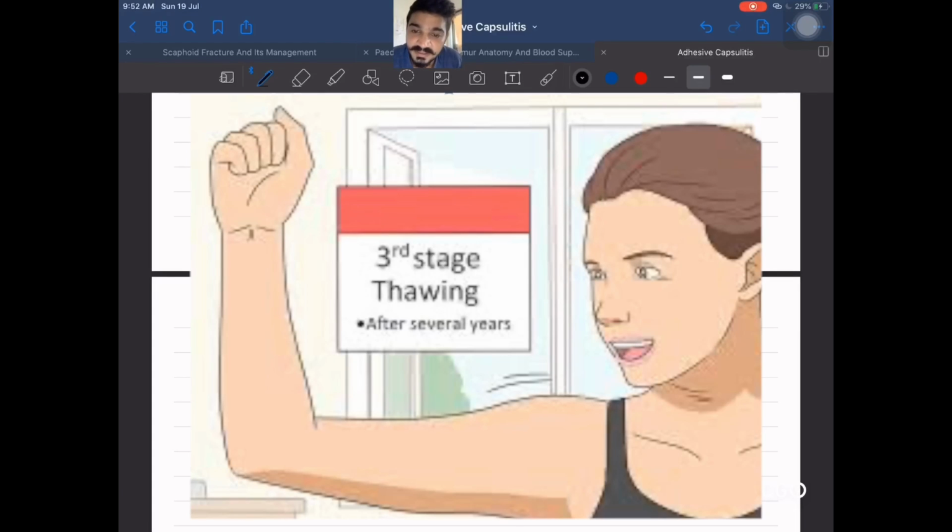And the last stage is the thawing stage. In this stage, there is a gradual return of the motion, not a sudden return of the motion. Gradually the day-to-day activities will improve in these conditions.